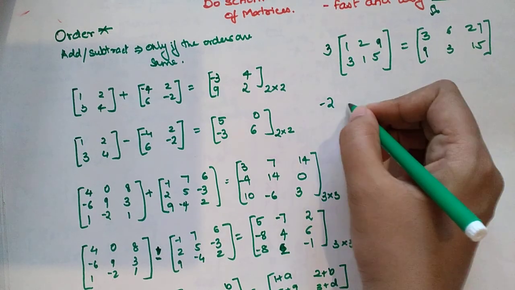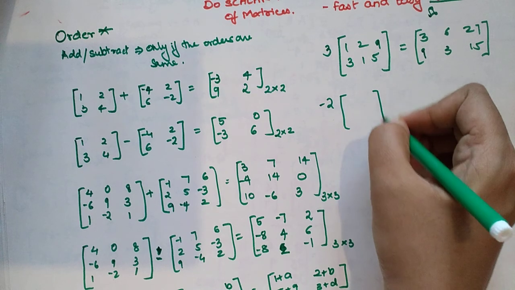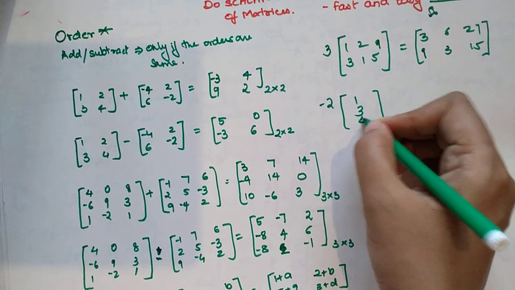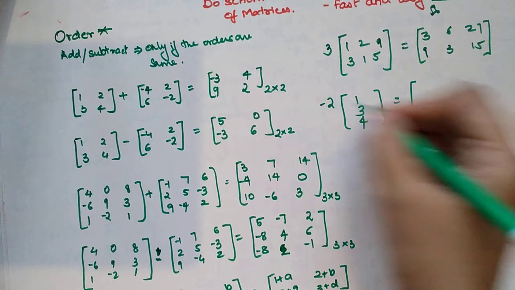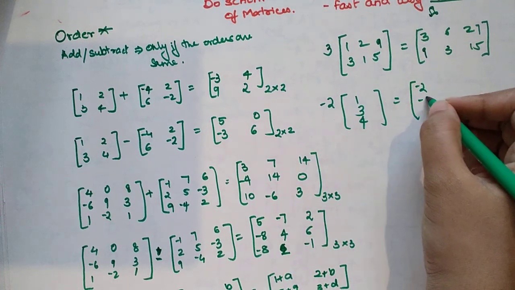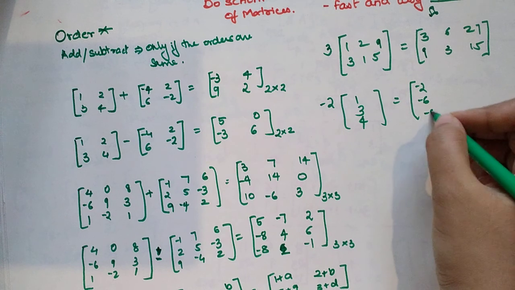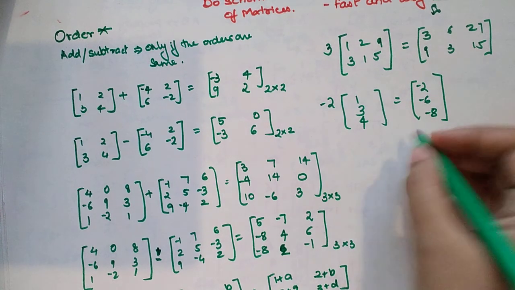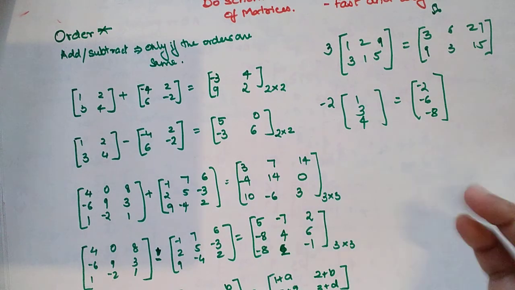Let's take another example. Let's see if I have to multiply minus 2 with a matrix that is 1, 3, and 4. So your final answer would be minus 2 into 1 is getting you minus 2. Minus 2 into 3 is getting you minus 6. Minus 2 into 4 gets you minus 8. So remember, the sign also gets carried forward.